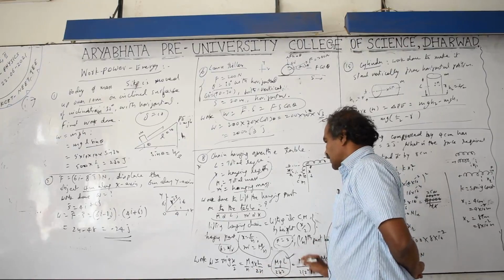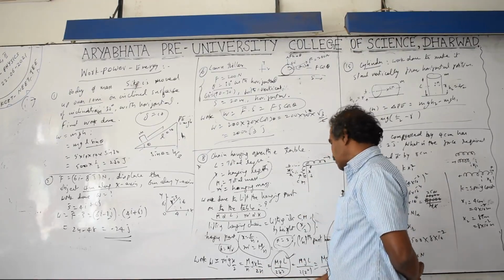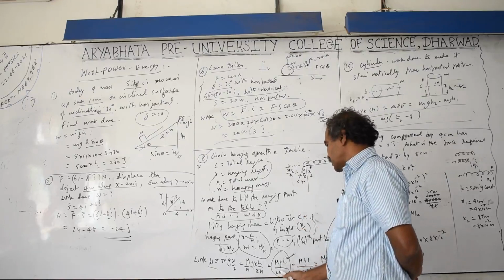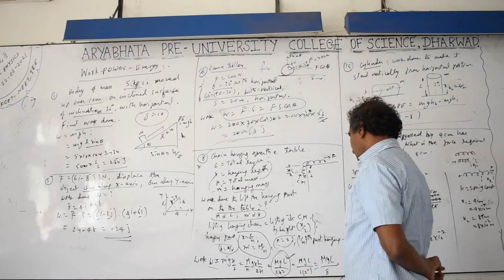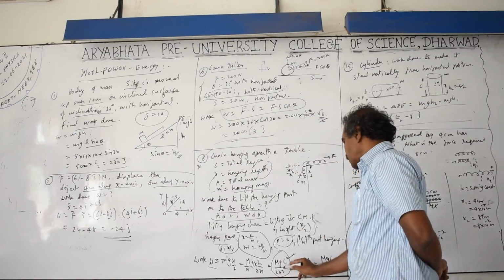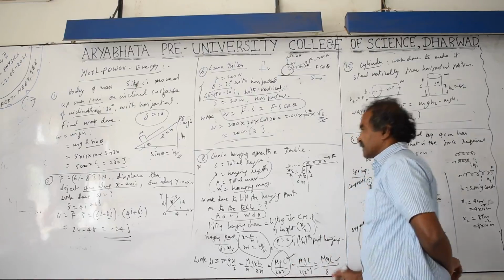You have to remember this formula directly, don't go for all this. If they mention a 1 by nth portion, or half portion, hanging, directly go for mgL by 2n squared, which is a formula. In this case, what they mentioned is n equal to 2, half length is hanging downwards. So 2 into 2 squared is 4, 4 into 2 is 8, mgL by 8 is the answer.